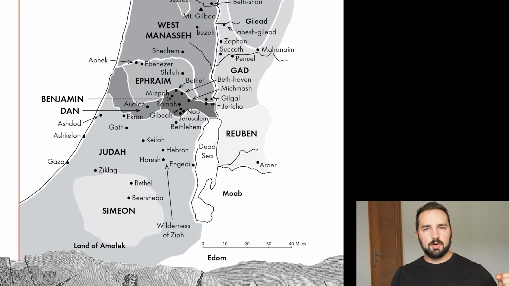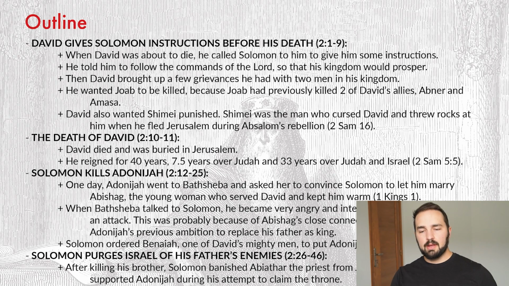We're going to be spending most of our time in Jerusalem in this chapter. This was the nation of Israel and Judah's religious and civil center. That takes us over to page number 2 and our outline section. Section number 1, verses 1 through 9. David gives Solomon instructions before his death.